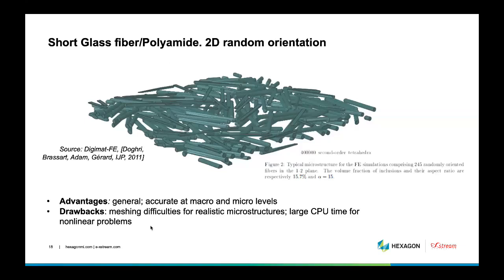The advantages of full field finite elements homogenization is it is very general. You can handle any microstructure. It is extremely accurate if you take, of course, all the right precautions at the macroscopic and microscopic levels. But of course, there is no free lunch. And the drawbacks are that you have meshing difficulties for realistic microstructures, and the CPU time can become extremely large, especially for nonlinear problems.